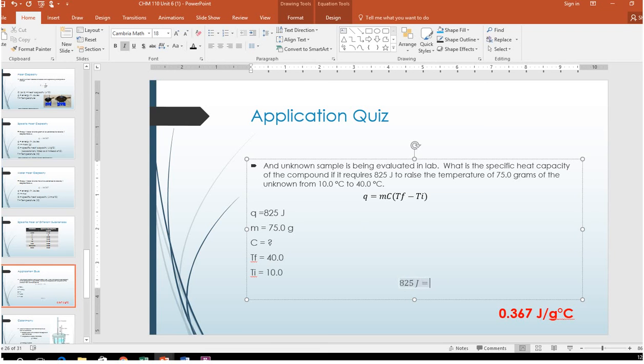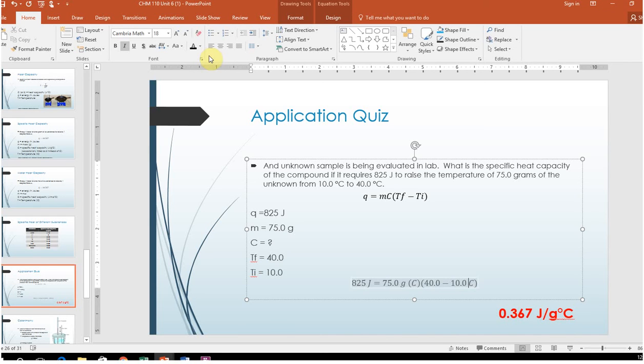And that's a J. I don't know why the font is so weird. And that is equal to 75 grams times C, which we don't know, times our final temperature, which is 40, minus our initial temperature, which is 10. And that is degrees Celsius. I don't know how to make a degree when I'm already in the equation thing, so I'm just going to leave it for a minute.